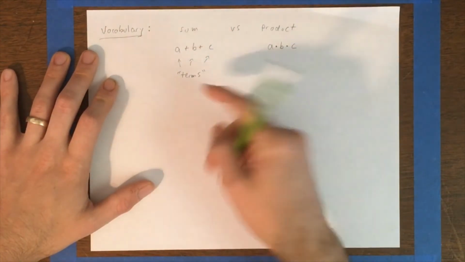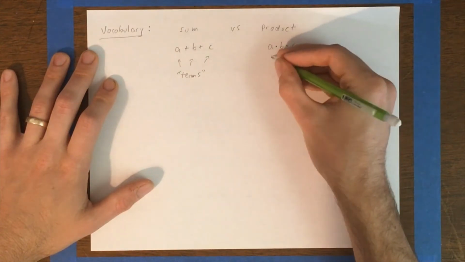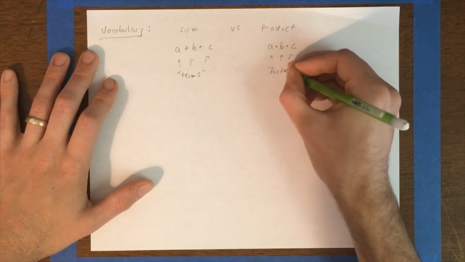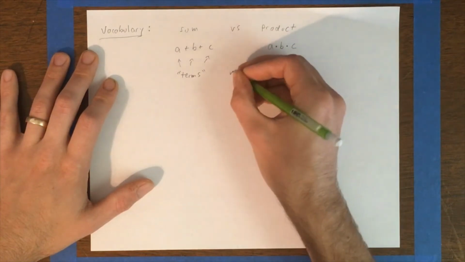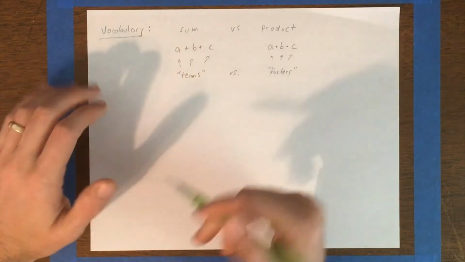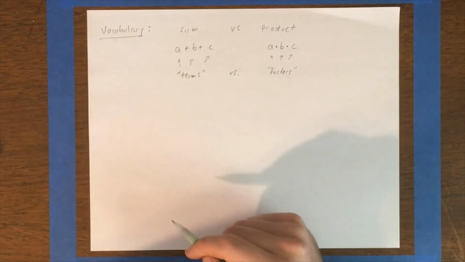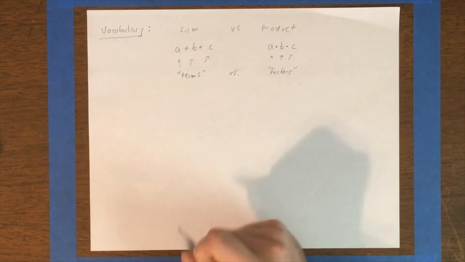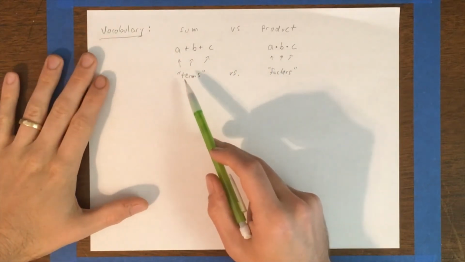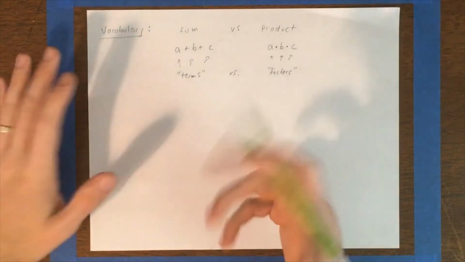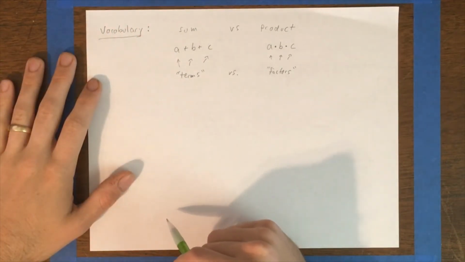So terms. And if you have a product, the numbers that are being multiplied together are called the factors. So this vocab distinction is really important: terms versus factors. When you're doing algebra and learning how to perform algebraic manipulations to simplify things or solve for things, distinguishing between terms and factors is really important, especially when you're simplifying fractions, right?